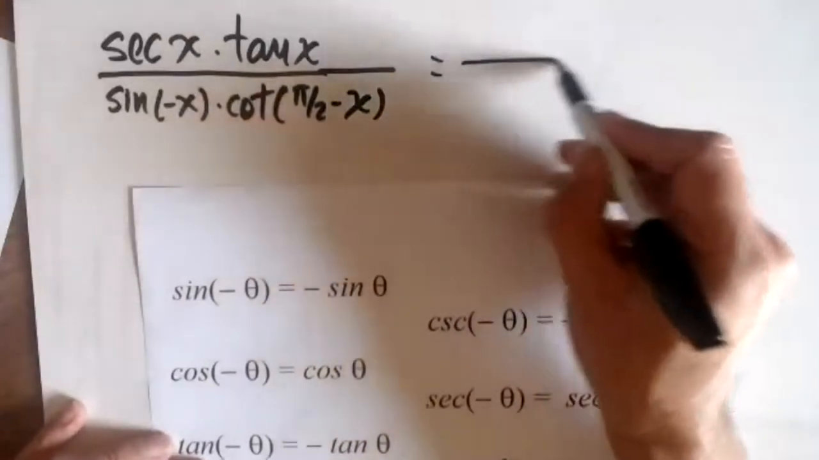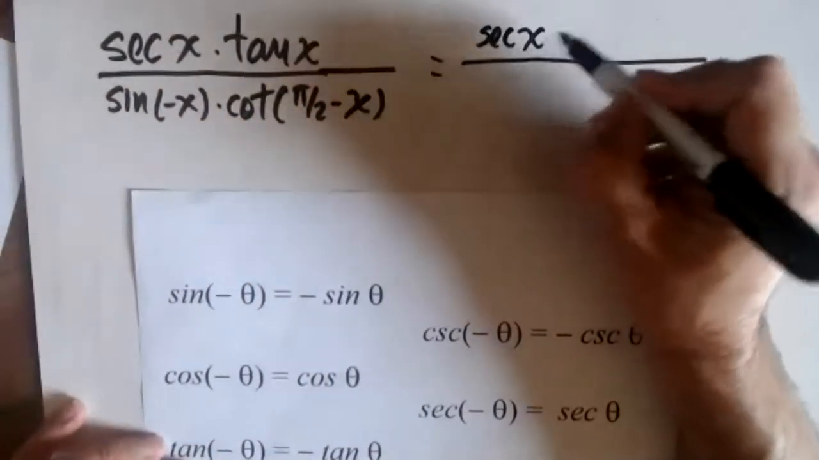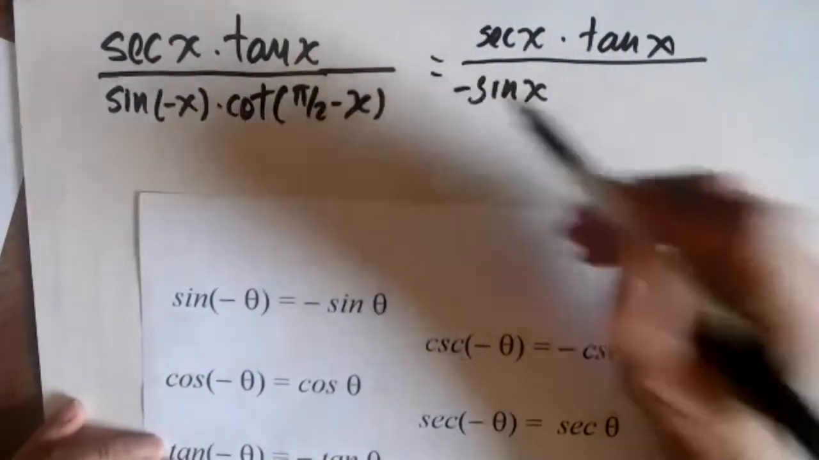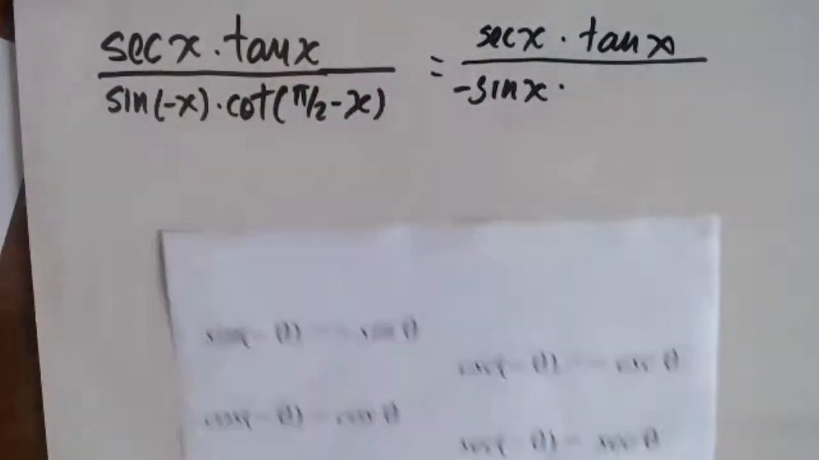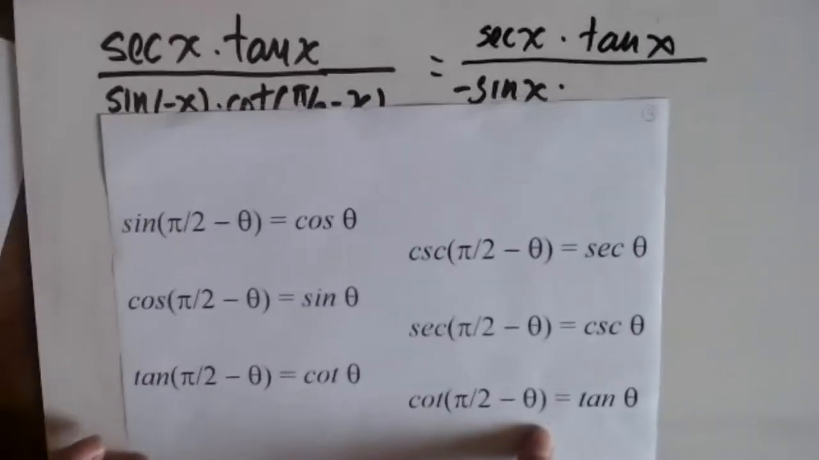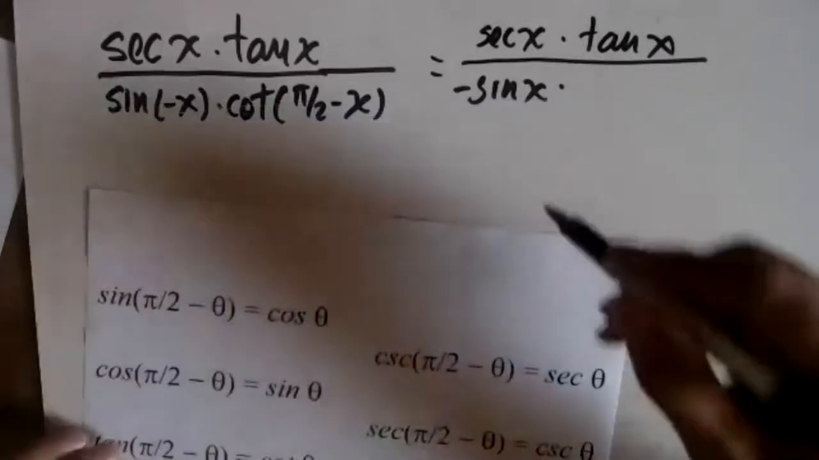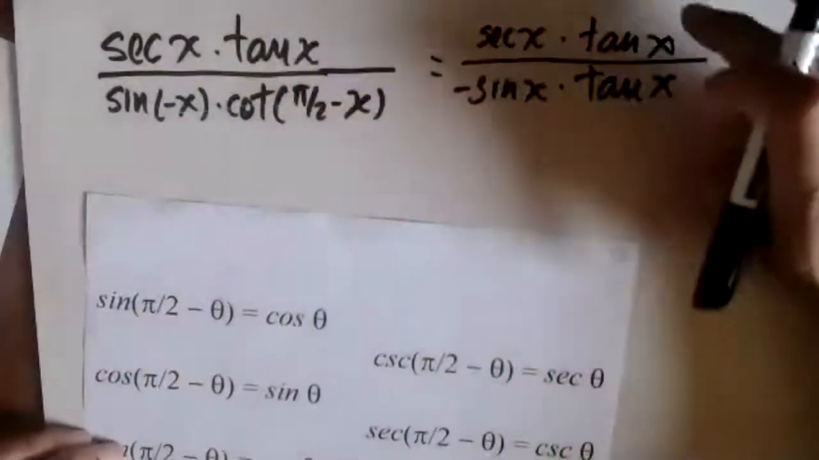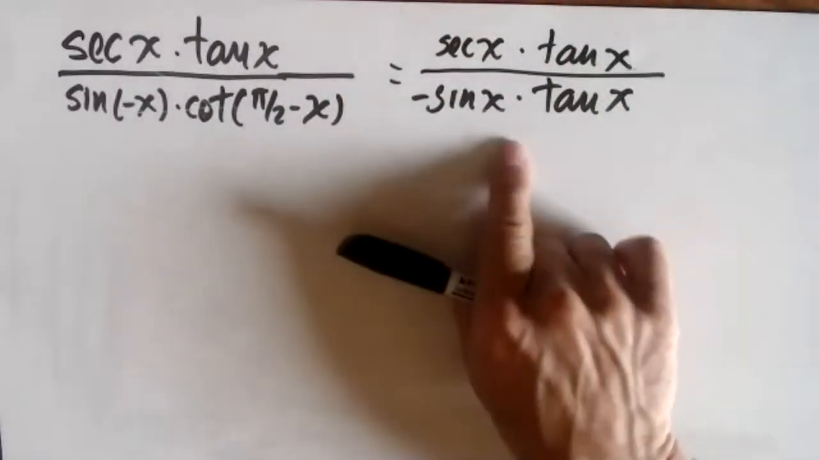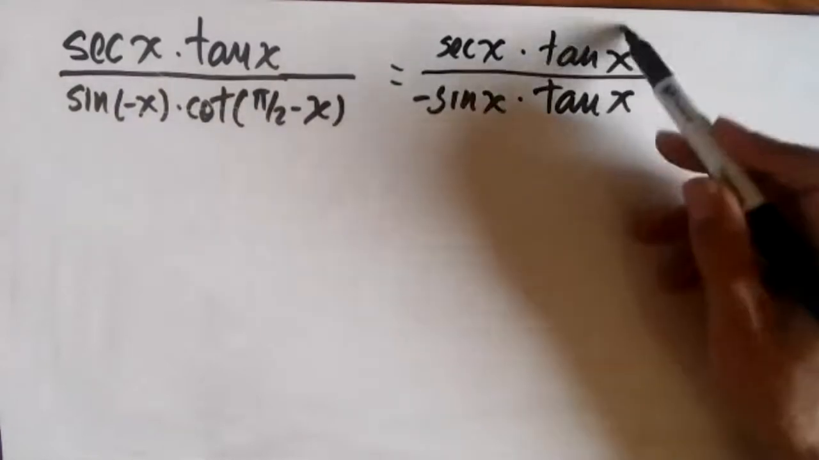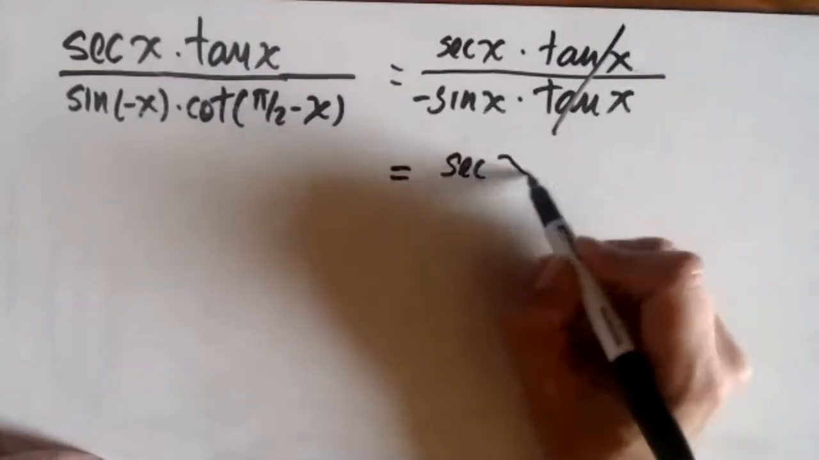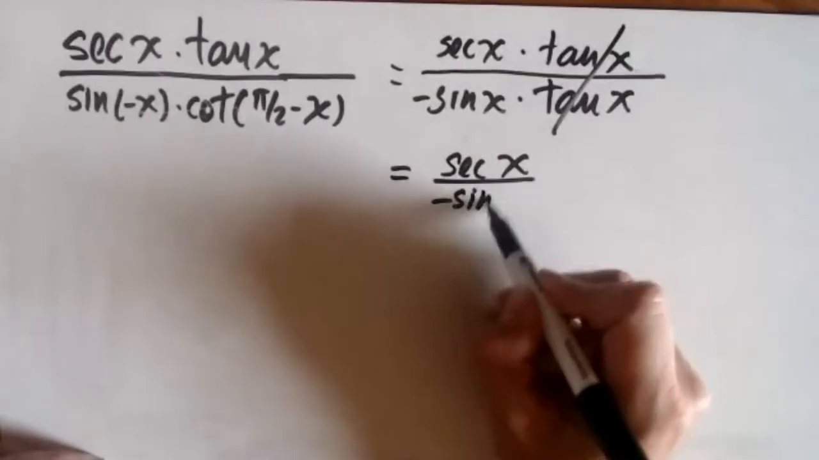So I'm going to put here equals secant x, tangent x, and here sine x, negative, times cotangent of pi over 2 minus x. So cotangent pi over 2 minus theta is tangent of theta. So I can put here the tangent of theta, correct? In this case, tangent x, because I'm using x, is correct? Okay, what can I simplify here? Oh, tangent with tangent. I cancel the tangents. So I have secant x over negative sine x, correct?